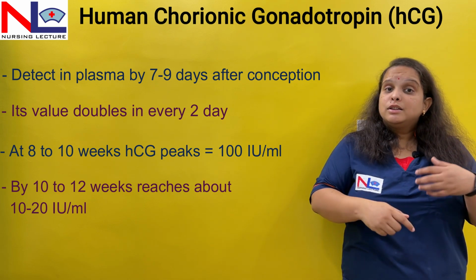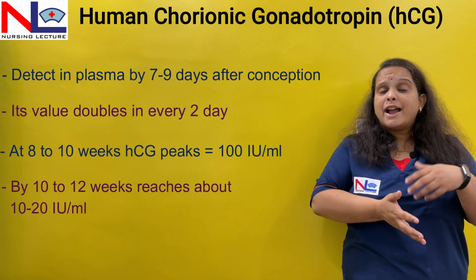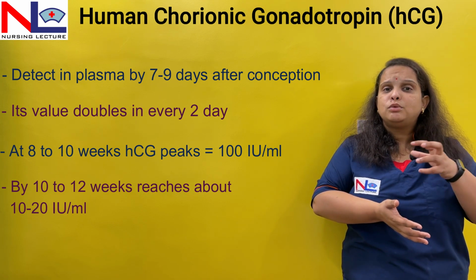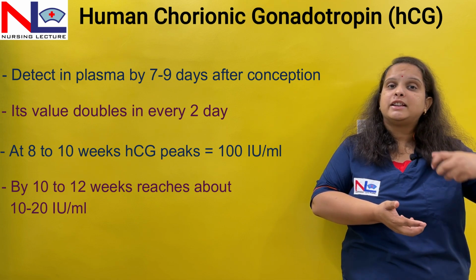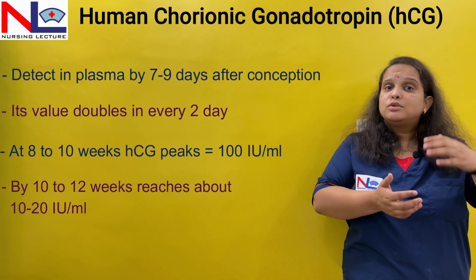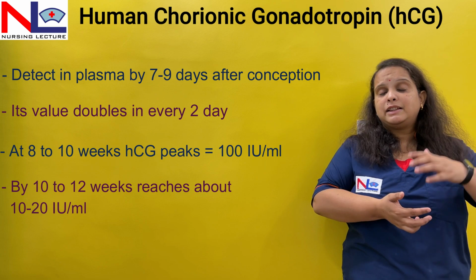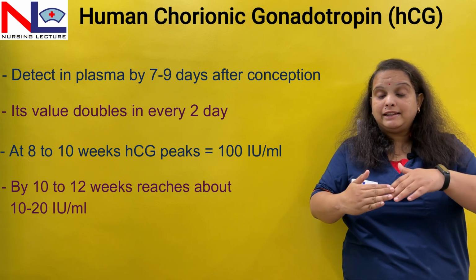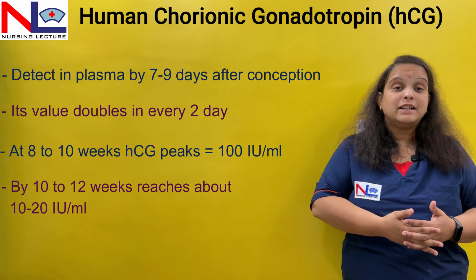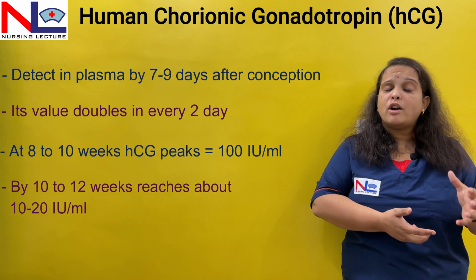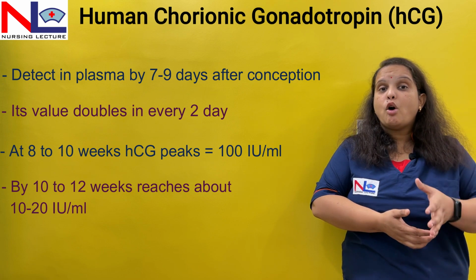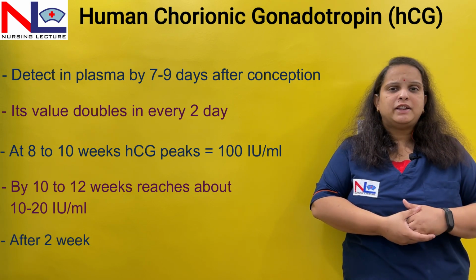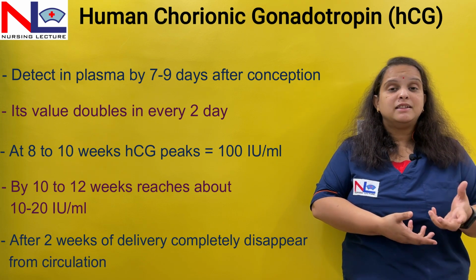This is also the reason why women have morning sickness in the first trimester, because during that trimester HCG secretion is peaking. When HCG is higher, the woman may have more nausea and vomiting, and once it declines, the symptoms disappear, because the hormone responsible for morning sickness is HCG. After 2 weeks of delivery, it starts clearing from the maternal circulation.